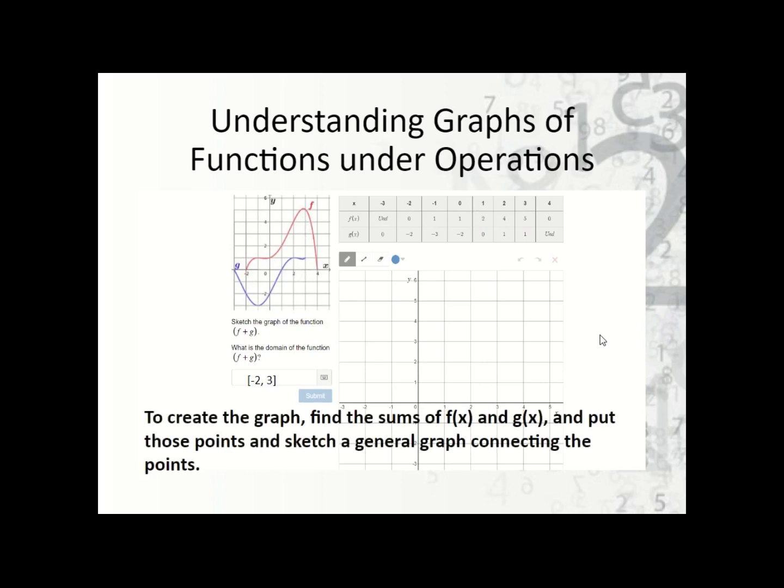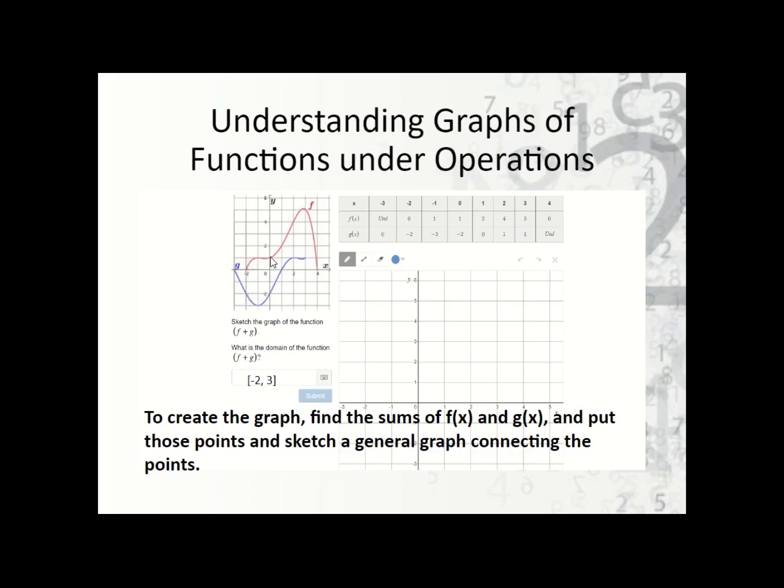Then to create the graph, we need to find the sums of f of x and g of x and put those points on a sketch in a general area. So it doesn't have to be exact, but we should be kind of close. For instance, we could take this point right here. When x is negative 2, f was 0 and g was negative 2. So if we add those two together, we get negative 2. So f plus g should be here at negative 2.